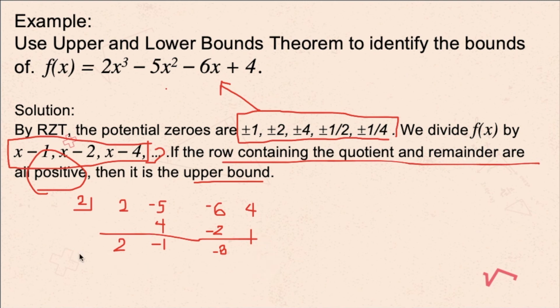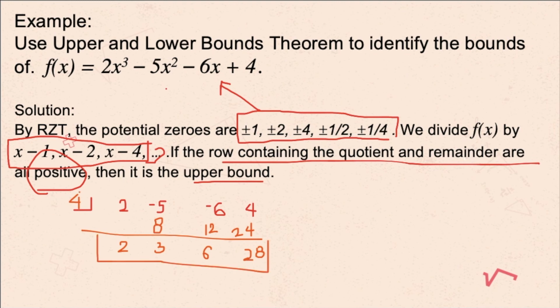So we'll continue with the rest. With the third, which is x minus 4. Using the same given, class, bring down the first number. It's 2 times 4, it is 8. Then negative 5 plus 8 is positive 3. Then 3 times 4 is 12. Then negative 6 plus 12 is positive 6. Then 6 times 4 is 24. And then 24 plus 4 is 28. Now looking at the answer in synthetic division, everything is positive. So we have now here the upper bound, which is positive 4.